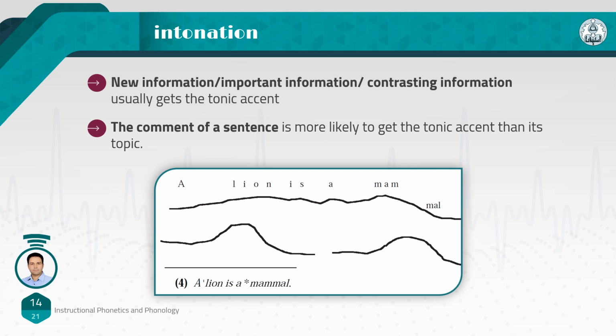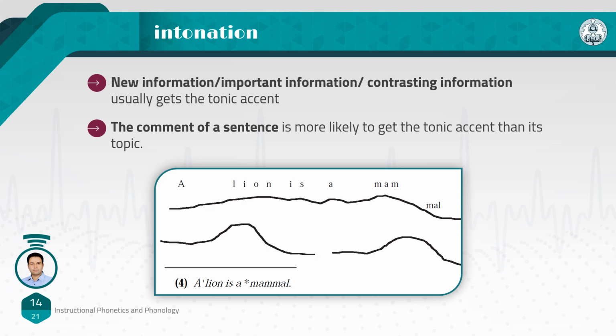Thus, if you were telling someone a number of facts about lions, you might say the sentence shown in this figure, a lion is a mammal. The topic of the discussion is lions, and the comment on that topic is that a lion is a mammal. The two speakers in this sentence differ slightly in that the American English speaker puts accents on both lion and mammal.